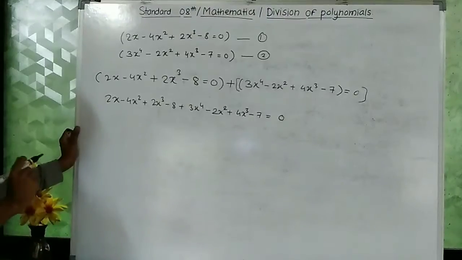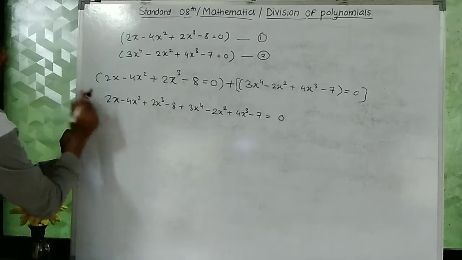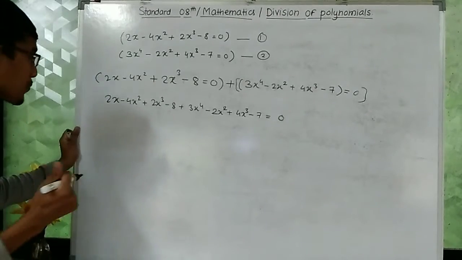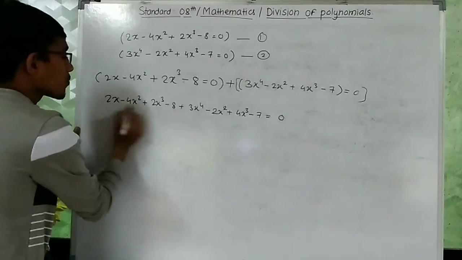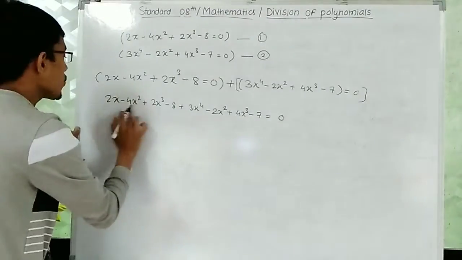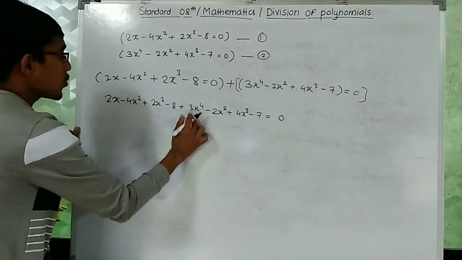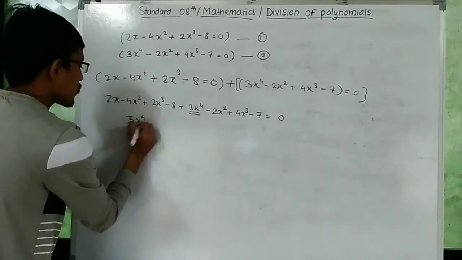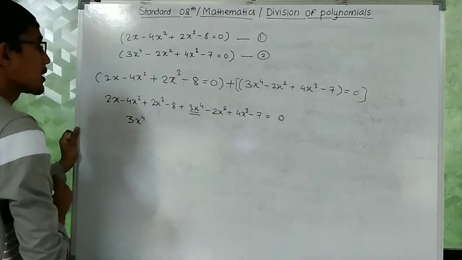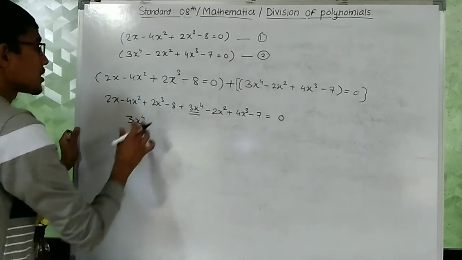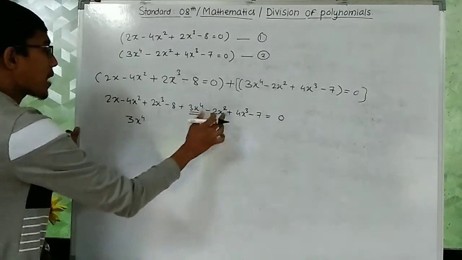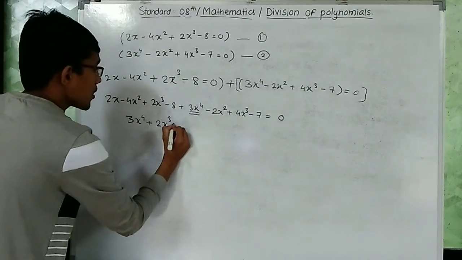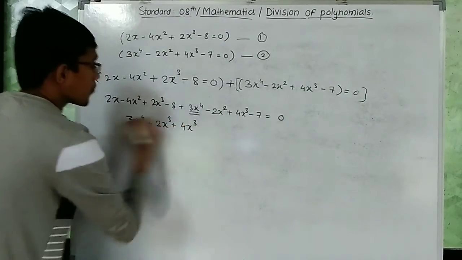Now we will combine the like terms, or the terms which have the same power. There is only one term which has the power 4, so we will take 3x raised to 4 as it is. Then we can see there are two terms which have the power 3, so we will take them together, that is 2x cube plus 4x cube.